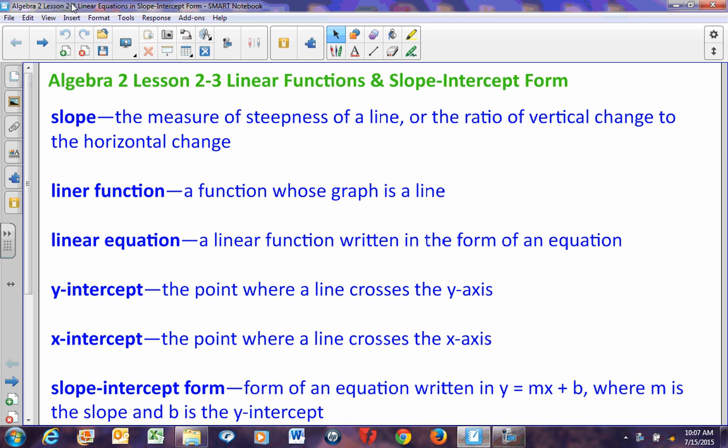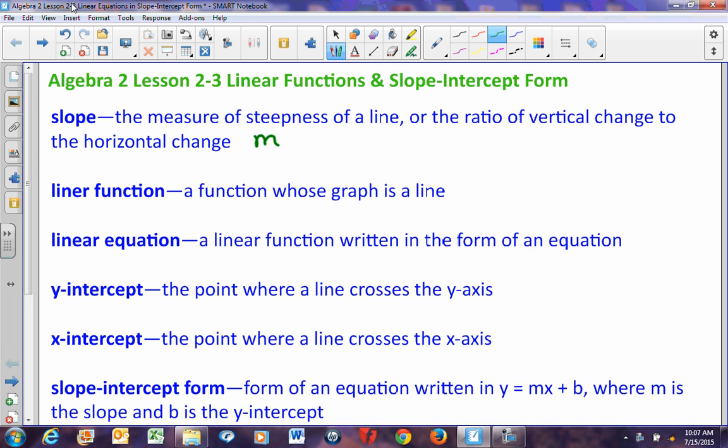This is Algebra 2, Lesson 2-3, linear functions and slope-intercept form. The slope is the measure of the steepness of a line, or the ratio of the vertical change to the horizontal change. It has an abbreviation of m. We talked about this before. It's m because the French word for slope is "montée," and the Frenchman René Descartes is the one who came up with the Cartesian coordinate system, which is what slope is based on.